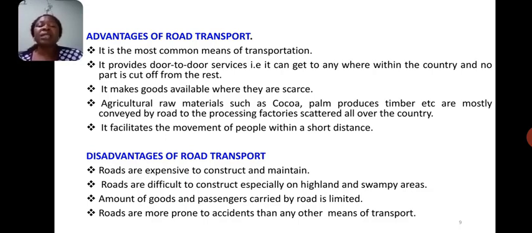We are now looking at the disadvantages of road transport. Roads are expensive to construct and maintain. Roads are difficult to construct, especially on highland and swampy areas. The amount of goods and passengers carried by road is limited. Roads are more prone to accident than any other means of transport.